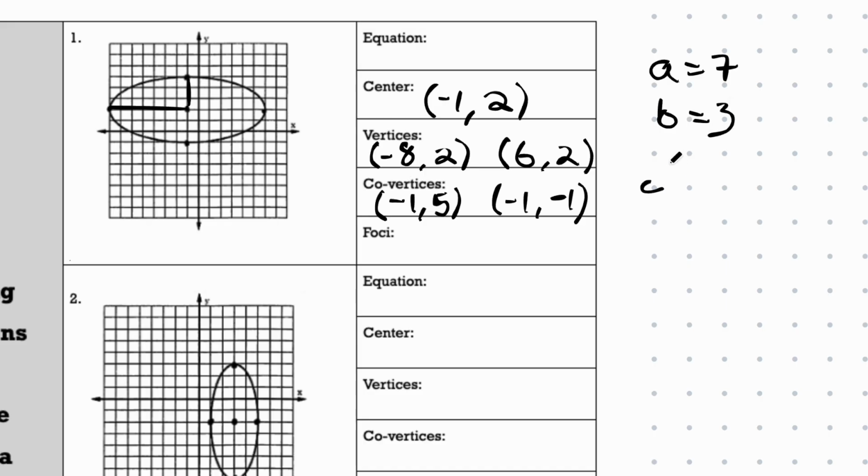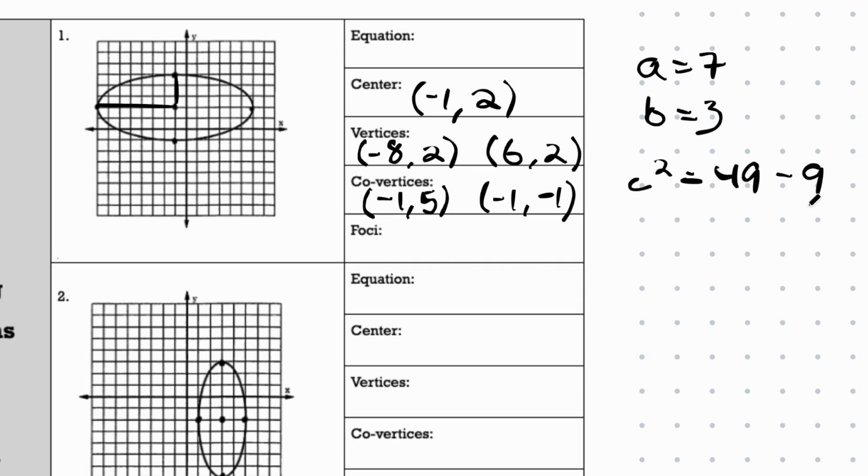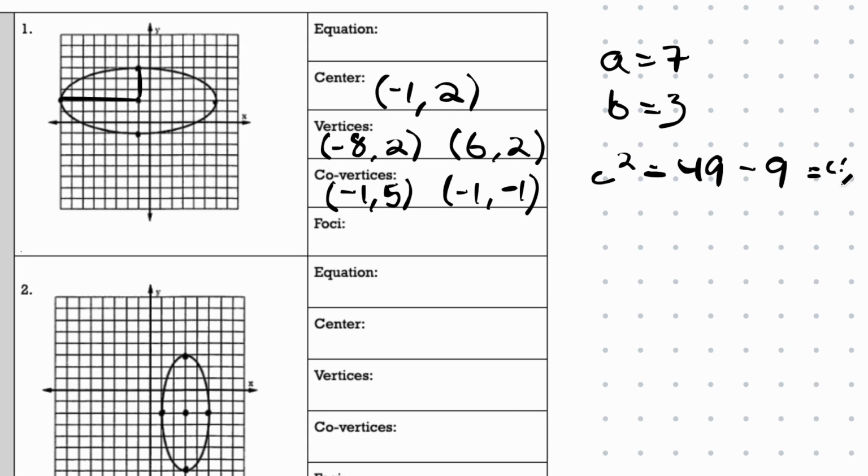So if we do c squared equals 7 squared, which is 49, minus 3 squared, which is 9, we should get c squared equals 40. And when we take the square root of both sides, we get c equals root 40, which is the same thing as 2 root 10.